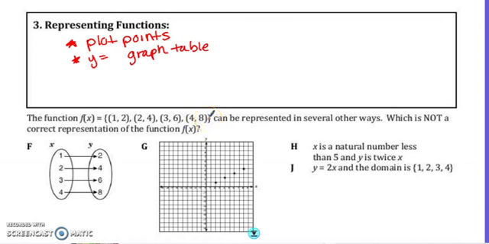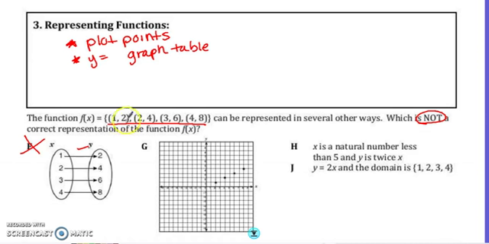So here, the function f of x has these 4 points in it. Very important: it can be represented in several ways. It could be a map, a table, a graph, an equation, all sorts of stuff. Which one is not a correct representation? So we're just going to go through one by one. This one says 1, 2; 2, 4; 3, 6; 4, 8. This one is a representation, so I'm going to cross it off because I'm looking for one that's not.